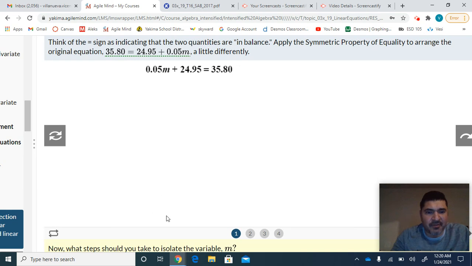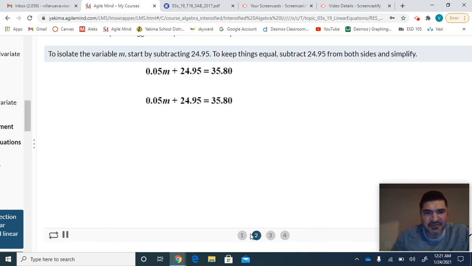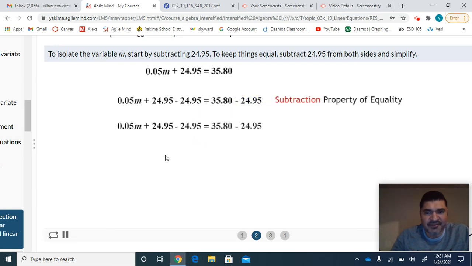Okay, so now what steps should you take to isolate the variable m? Be thinking about that. We want to get m by itself. So what's the first thing we should do here? I'm going to go ahead and play the next animation. We need to get rid of that 24.95. And that's called the subtraction property of equality.